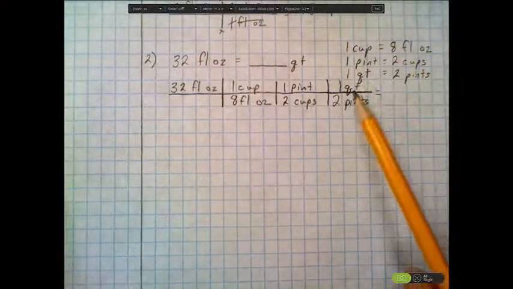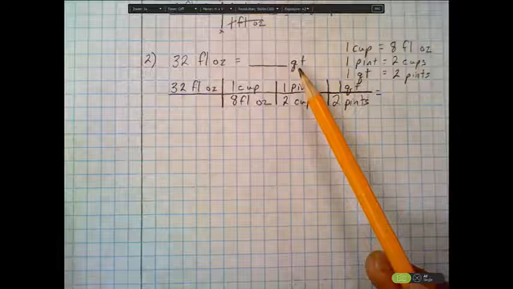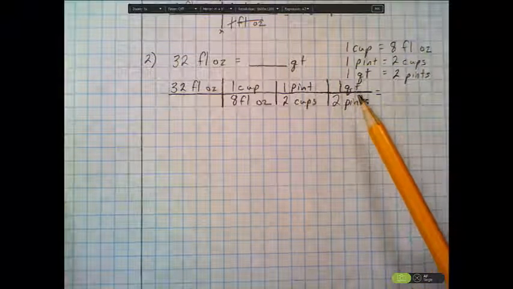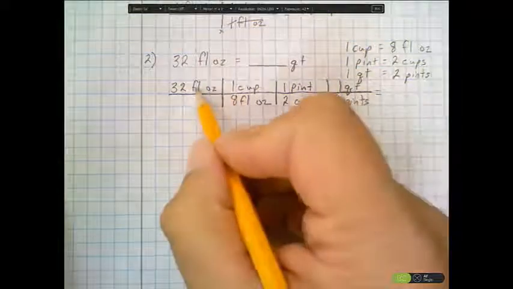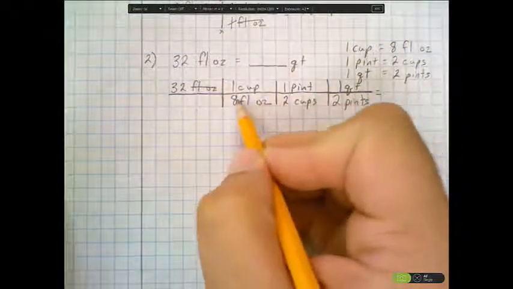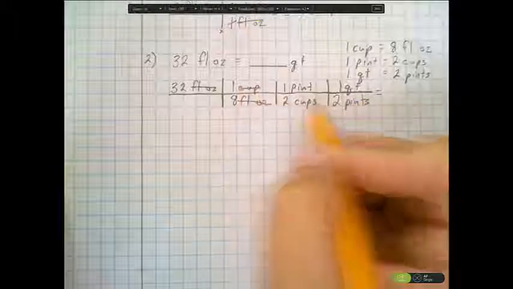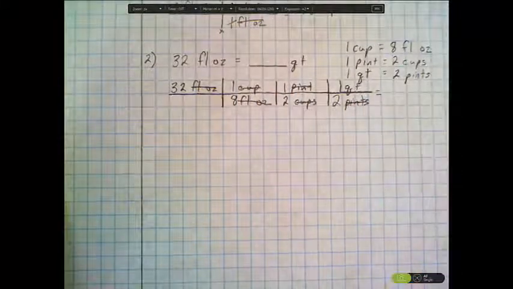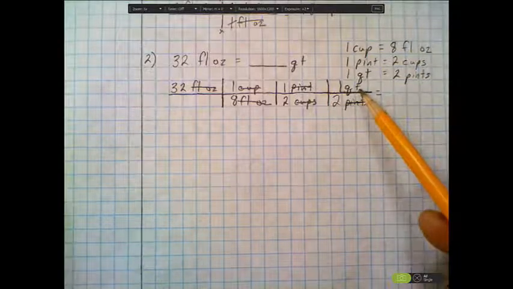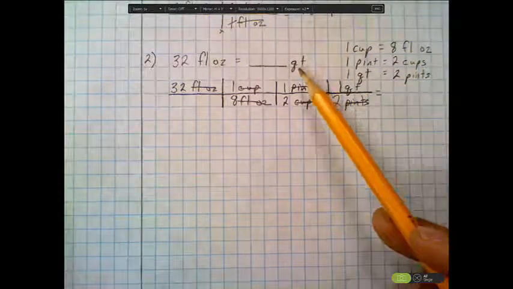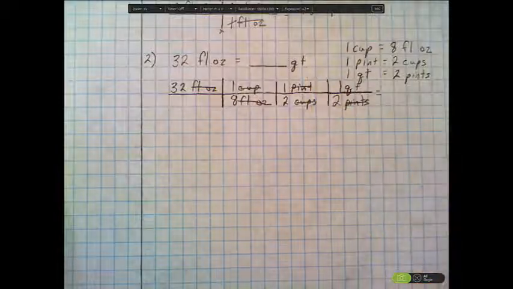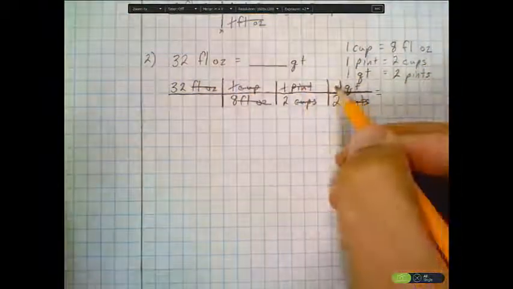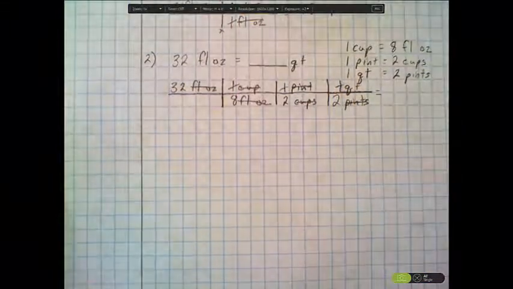Well, now that we've ended with what we're looking for, we wanted quarts, we ended with quarts. Now we're ready to cancel units. So we have fluid ounces on the top and fluid ounces on the bottom. We have cups on the top, we have cups on the bottom. We have pints on the top and we have pints on the bottom. And now all we're left with for our units is quarts, which is exactly what we're looking for. We can also cross out the ones because we know 1 times anything is going to be itself.